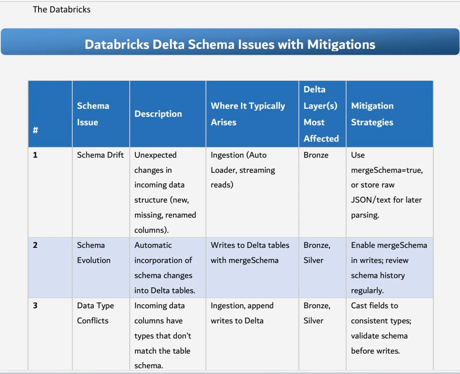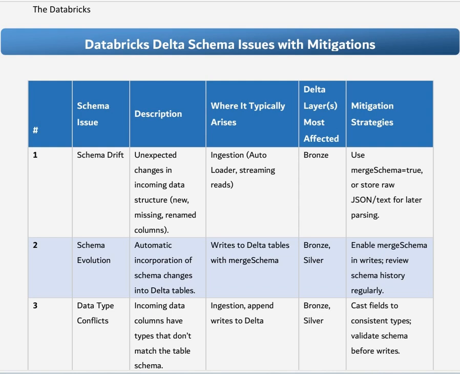Okay, so drift and evolution handle new columns. But what if the type of data in a column is wrong? That brings us to data type conflicts. Pretty self-explanatory, right? Incoming data just doesn't match the type defined in your table's schema. You expect an integer, you get a string, that kind of thing. Absolutely, the classic string for a number problem.